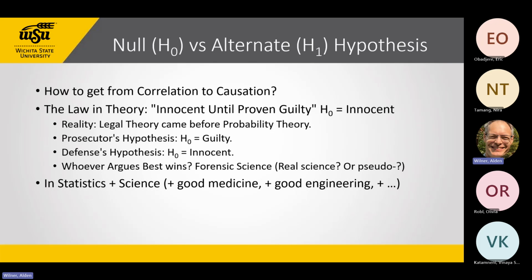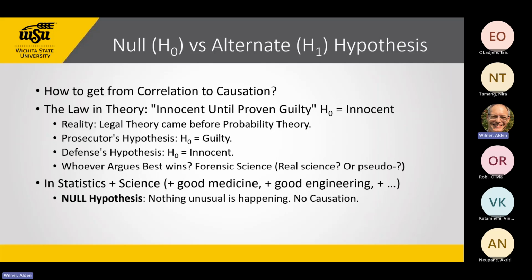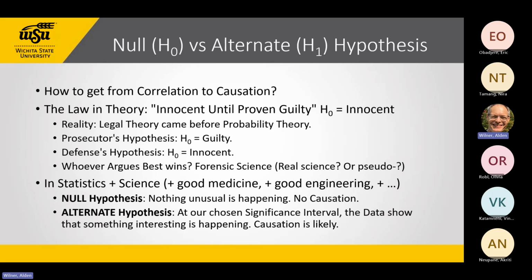So in statistics and science and good medicine and good engineering, the null hypothesis is that nothing unusual is happening, right? Nothing interesting to see here. It's all boring, whatever, the expected thing is happening. The alternate hypothesis is that at our chosen significance level, the data show that something interesting is happening. Causation is likely. Statistics can only give us correlation. It can say these are associated with each other. They change together. Either one goes up while the other goes down, or they both go up together, or they both go down together, right? But if they're not related, then statistics will tell us there is no relationship.